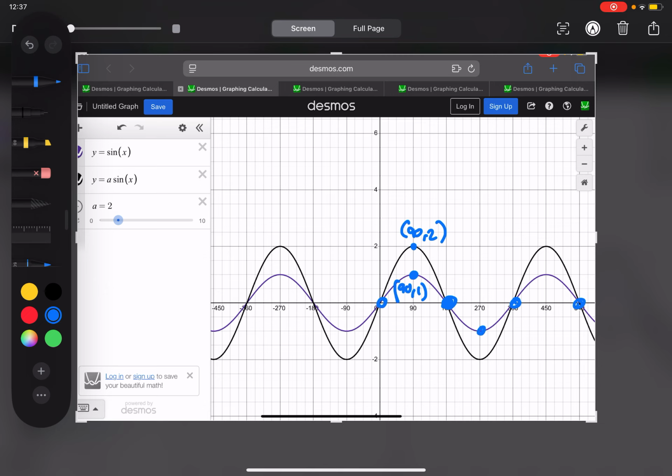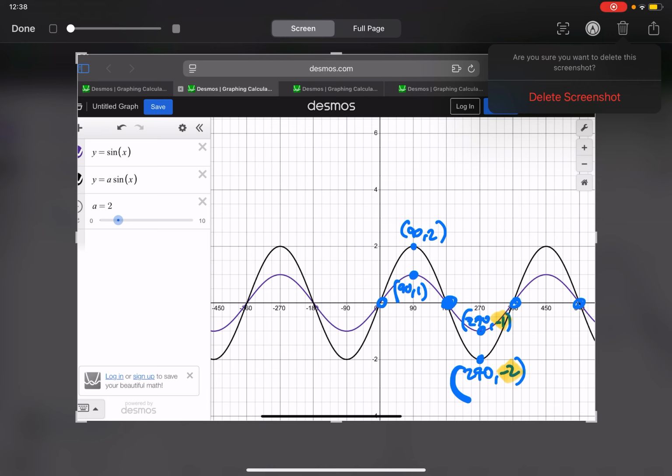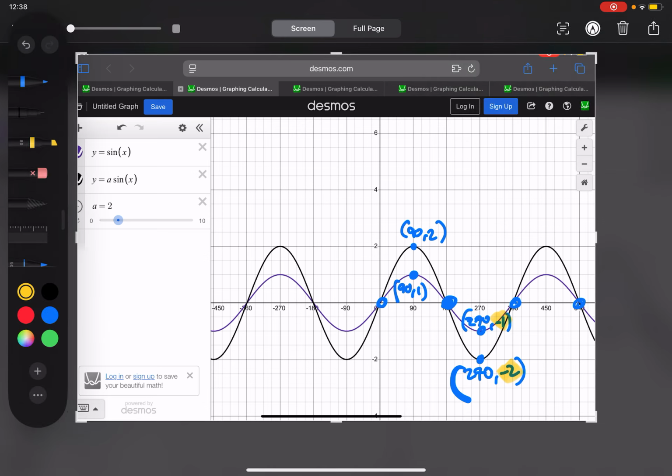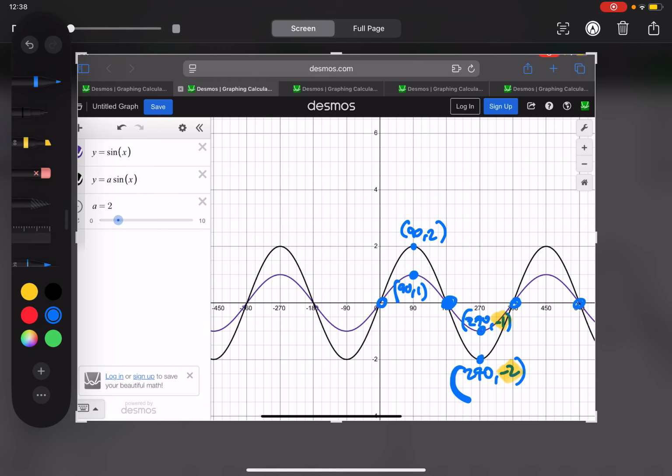The coordinate that was here, which was (270, -1), is now at (270, -2). So again, we've just multiplied the y coordinate by 2. So this transformation is an enlargement, it's a stretch in the y direction by scale factor a.